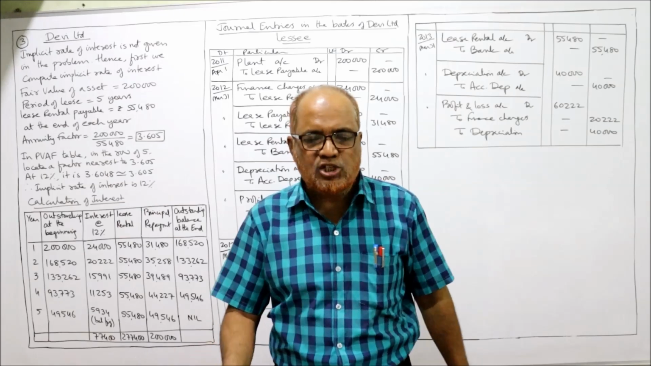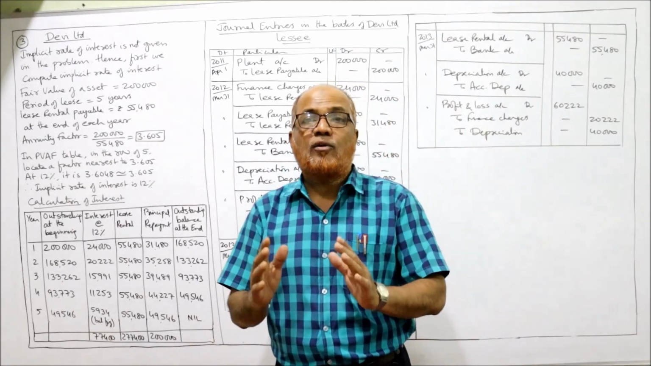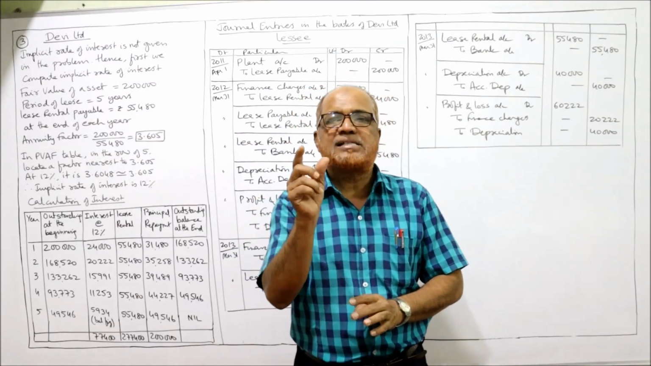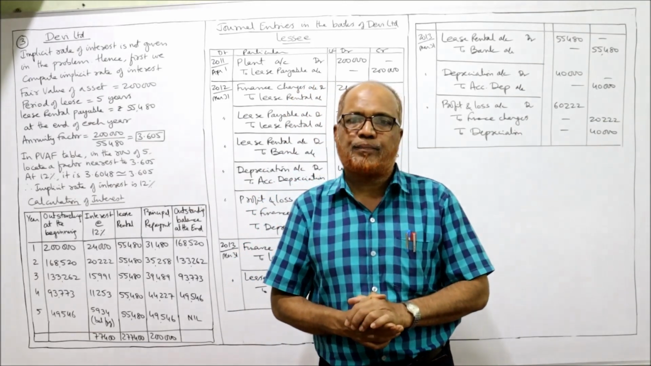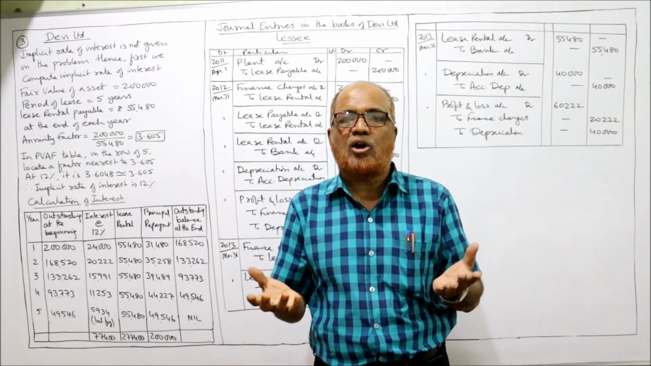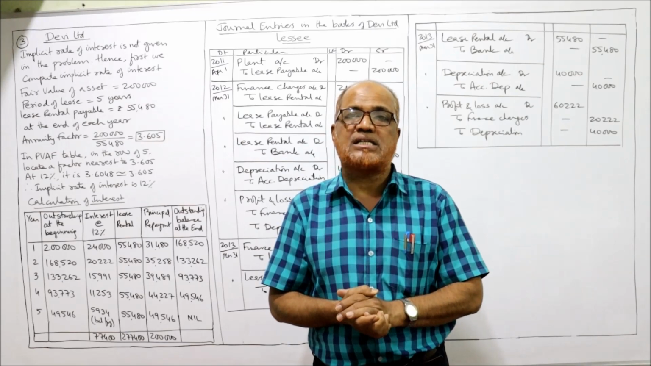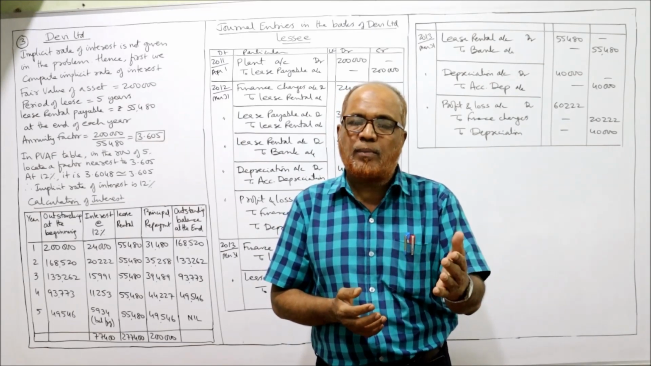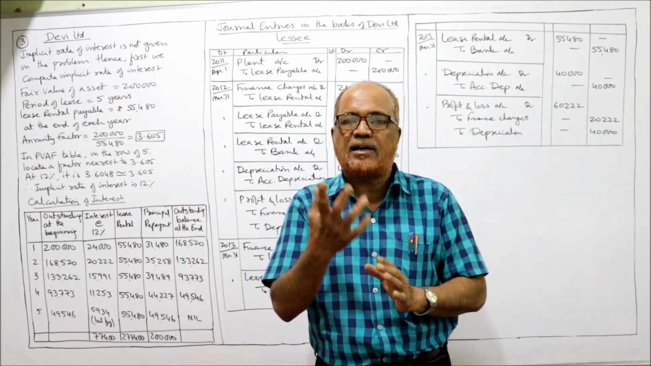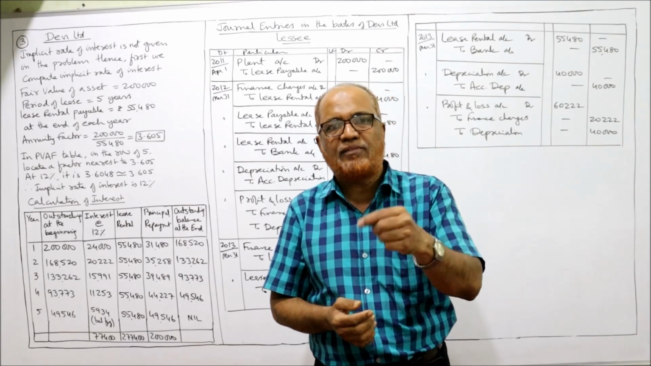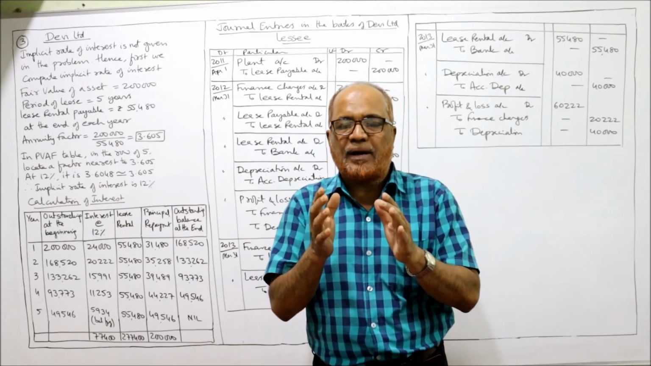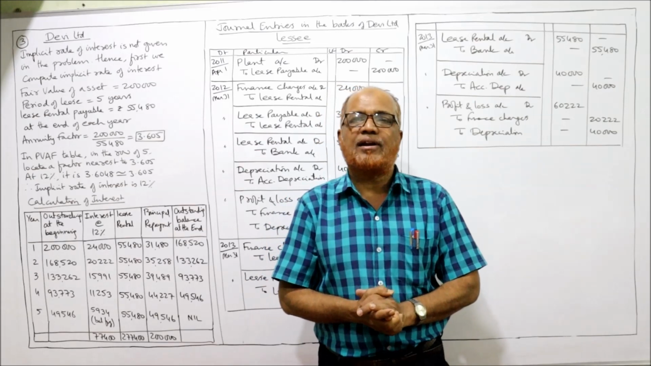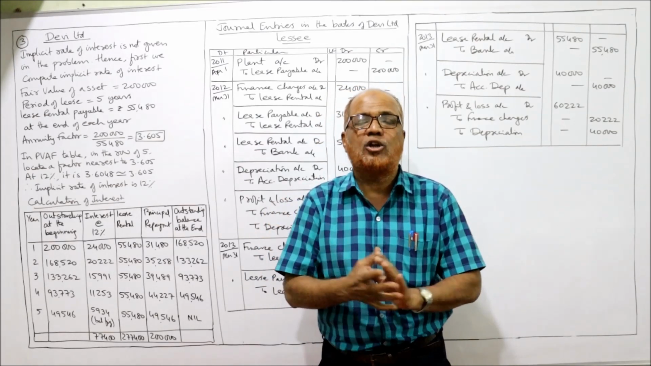Now the new point in this problem is the rate of interest is not given. Implicit rate of interest is not given. Without the rate of interest we cannot find out the finance charges. In the earlier problems, in every problem the interest rate was given, and with the help of the interest rate we calculated the finance charges. But in this problem the implicit rate of interest is not given. That is the new point.